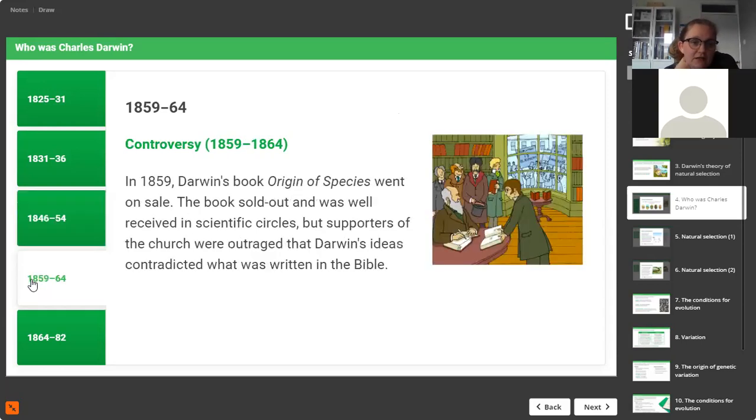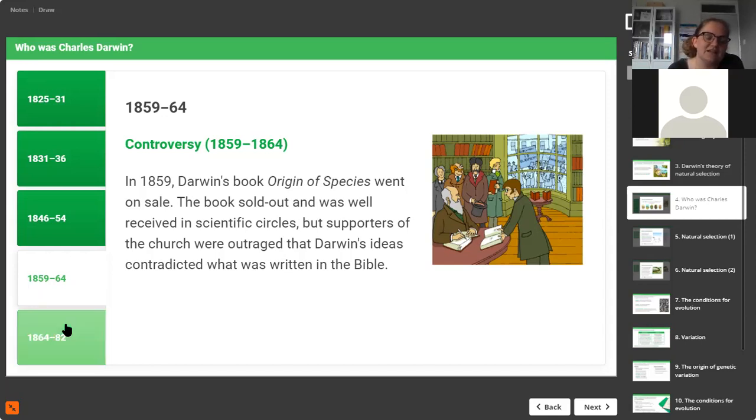So in 1859 even to 1864, there's a lot of controversy. In 1859, Darwin's book, The Origin of Species, went on sale. The book sold out and it was really well received in scientific circles. However, supporters of the church were outraged that Darwin's ideas contradicted what was written in the Bible. So then there was lots of controversy and lots of writing backwards and forwards and people trying to disprove Darwin and Darwin trying to prove himself.